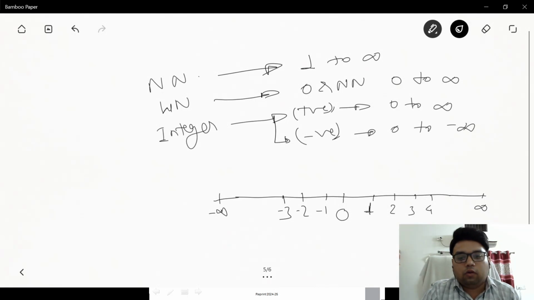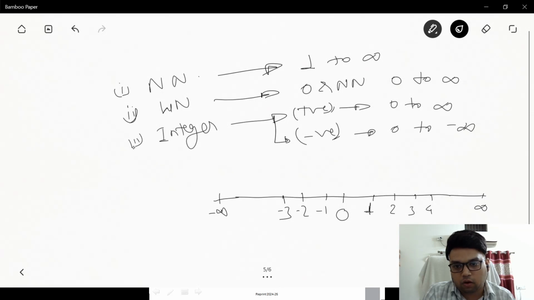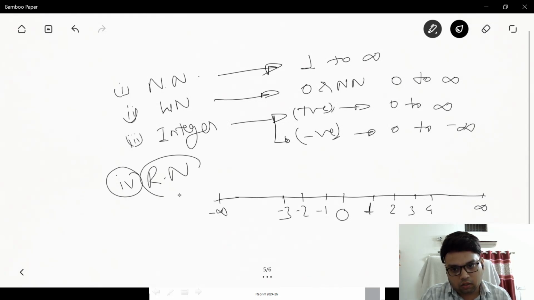I'm explaining once more that in the chapter of rational number, we have to first learn the definition of natural number, whole number, and integer number. A natural number is nothing but a number that varies from 1 to infinity. A whole number is nothing but a value that varies from 0 to infinity, and integer numbers are classified into two types. Then finally, in the chapter of rational number, what is a rational number?